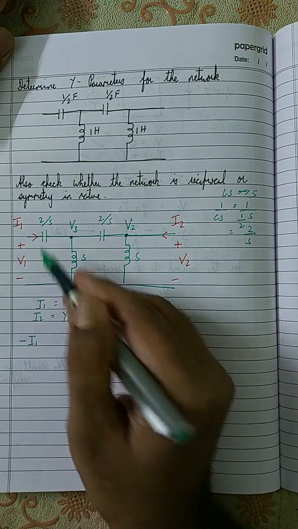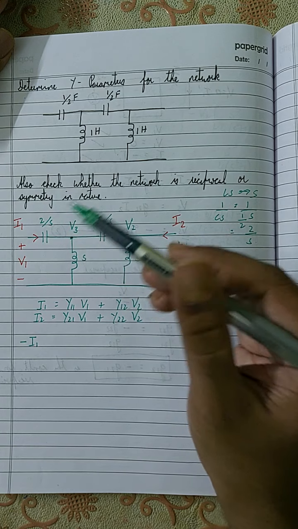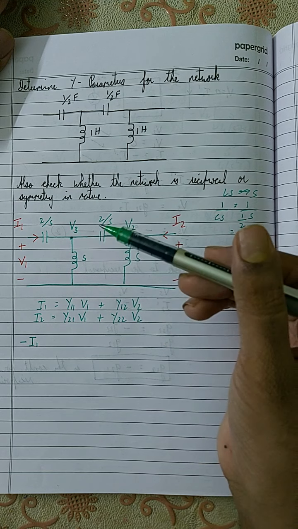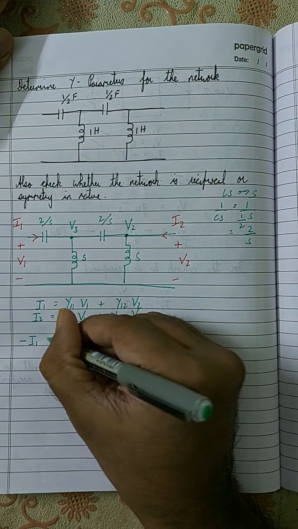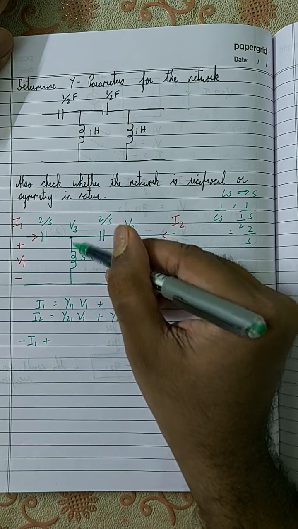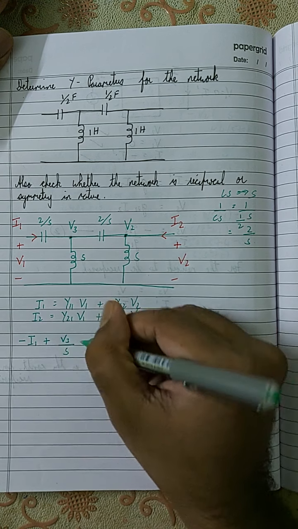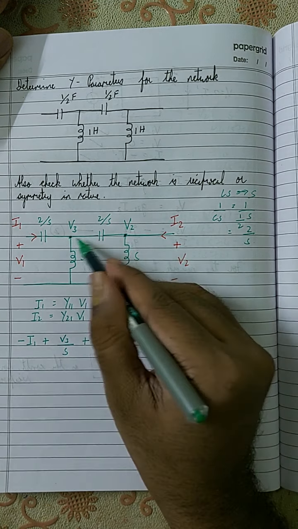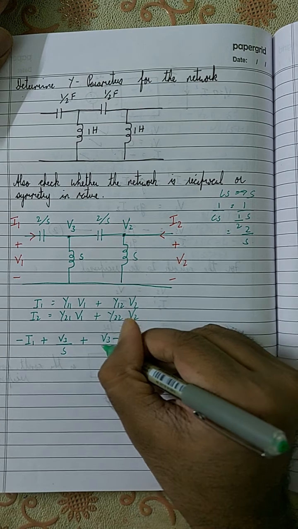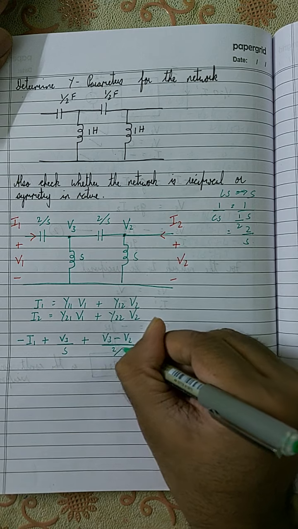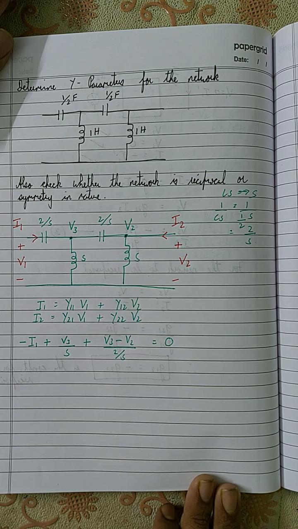And why is it minus? Because it's an incoming current, right? When I write the node analysis, all the outgoing currents are positive and all the incoming currents are negative. So this is incoming, that's why it's minus I1, plus the current through this branch, which is V3 minus 0 by S, or V3 by S, plus the current through this branch, which is V3 minus V2 by 2 by S, is equal to 0. This is the current equation.